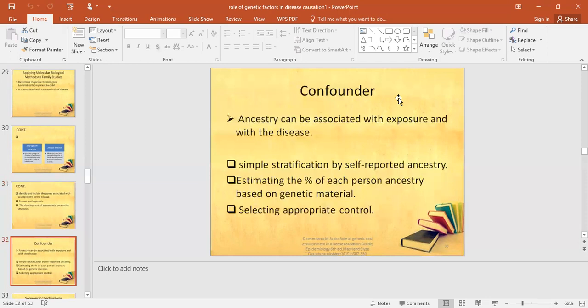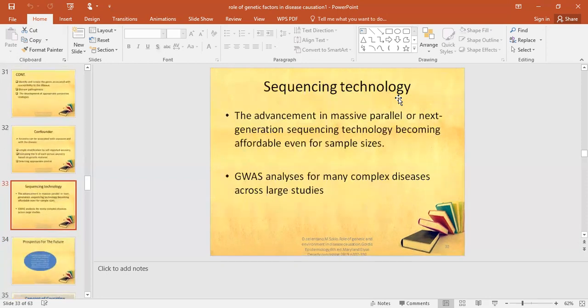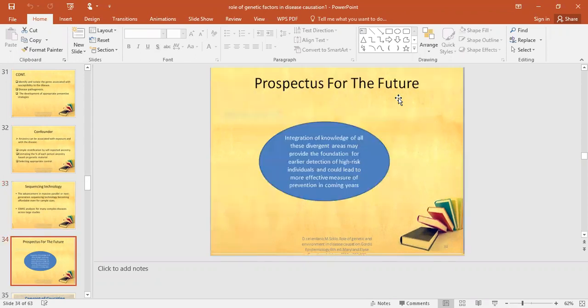Confounder: ancestry can be associated with both exposure and the disease. Approaches include simple stratification by self-reported ancestry, and estimating the percentage of each person's ancestry based on genetic material. Sequencing technology: the advancement in massively parallel, or next generation, sequencing technology is becoming affordable even for large sample sizes, allowing vast analysis of many complex diseases at large scale.